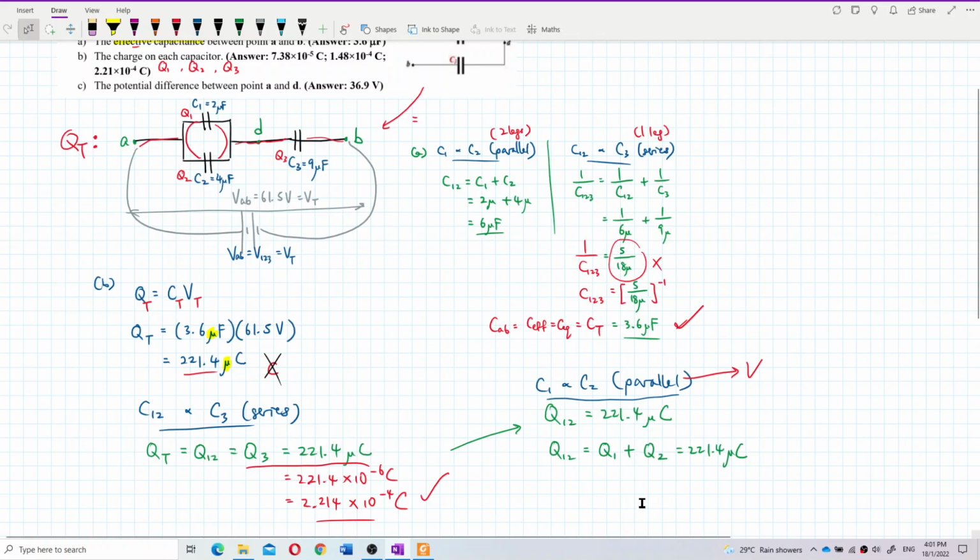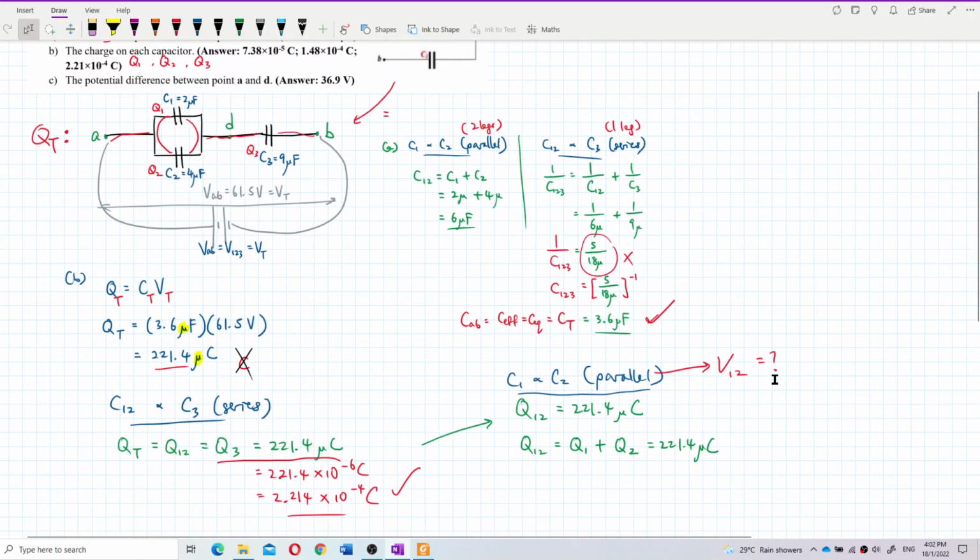Since the charge cannot work out from here, I don't know what is Q1, what is Q2. So I cannot move on from charge. I need to think about the voltage. Since I already have a charge, I have Q12, so I need to find out what is V12, isn't it? Voltage. So first you find V12. Can I find V12?